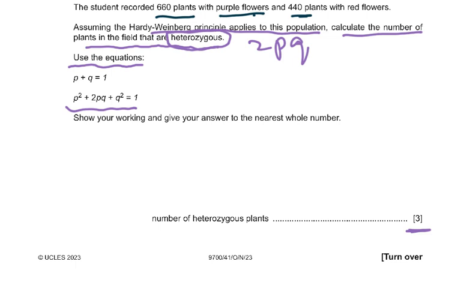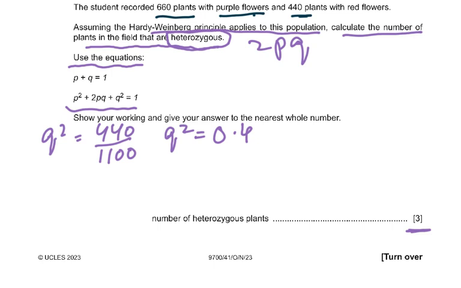Let's figure this out. q squared is 440 over 1100. We just did that. So q squared is equal to 0.4. So what is going to be q? q is going to be the square root of 0.4, which is rather a big figure. So q is equal to 0.632455532. Wow, interesting. So q is this. Now we have to find out p.